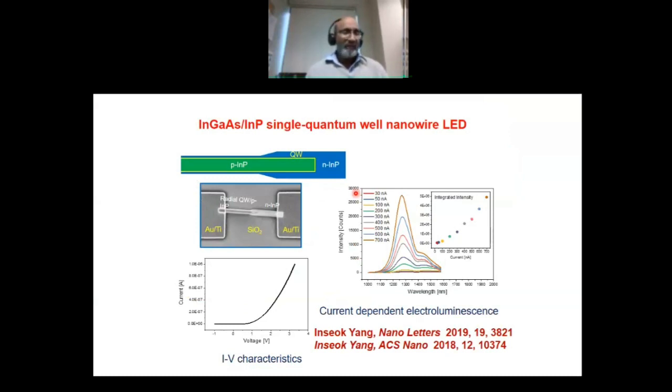Till now, I've only shown you the nanowire lasers which are optically pumped. That means I'm pumping one nanowire laser with another laser. But industry ultimately wants electrically injected nanowire lasers because that's more convenient rather than having to find a laser to create another laser, though optical pumping has its own applications. So this is the work of Dr. In-Suk Yang.